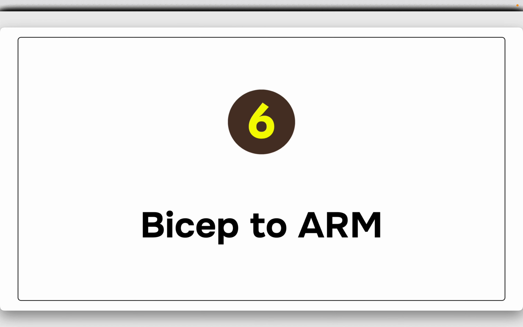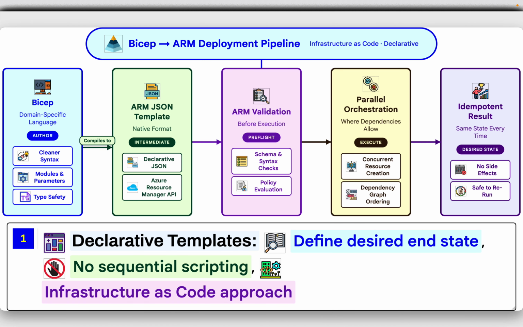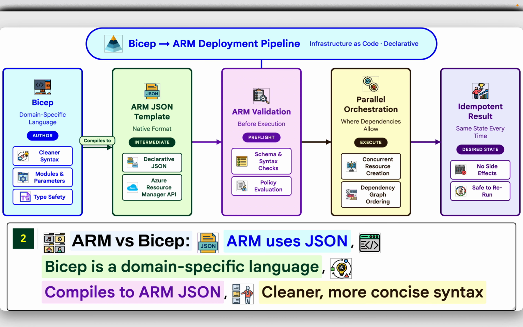Sixth topic, Bicep to ARM. Declarative templates let you define your desired end state rather than writing sequential scripting steps. This is the infrastructure as code approach. ARM templates use JSON as the native format. Bicep is a domain-specific language that compiles to Azure Resource Manager JSON with cleaner and more concise syntax.